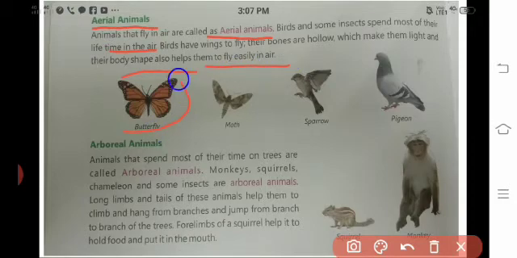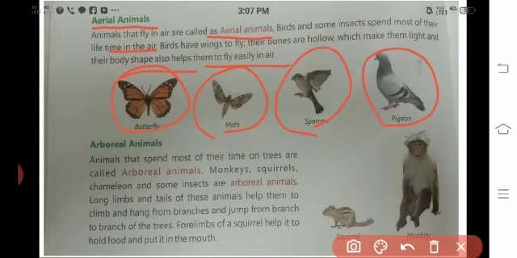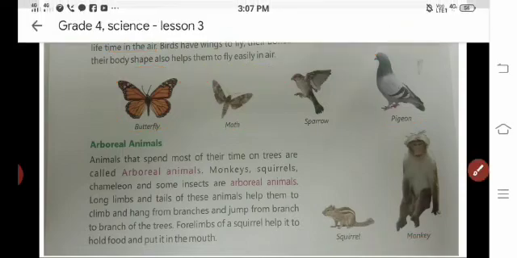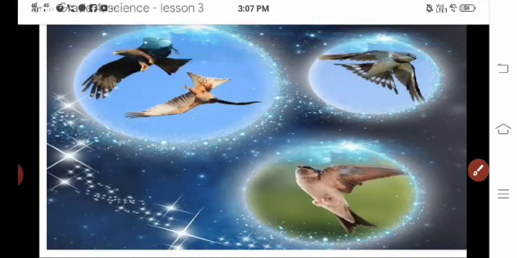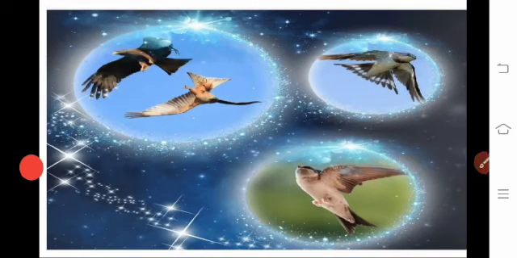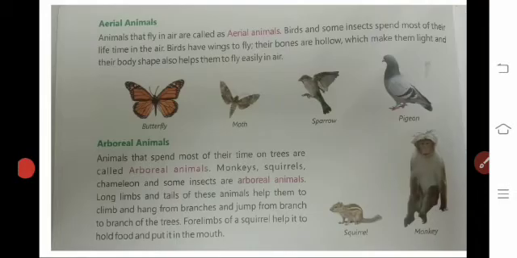You can see here a butterfly, moth, sparrow and pigeon, isn't it? These fly in the air because they have wings. Their bones are hollow and light, and their body shape also helps them to fly easily in the air. In this picture, birds are flying in the air, isn't it?